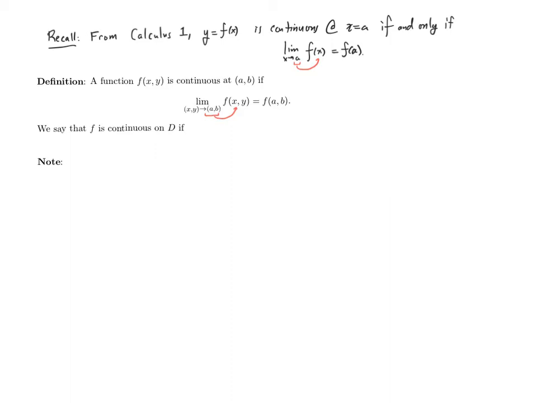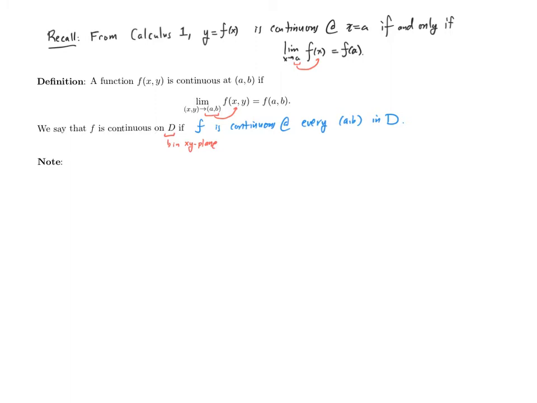And we could take this a bit further, and we say that a function is continuous on some set D. So this would be a bunch of ordered pairs in the xy plane. So D is in the xy plane, and we're continuous on this set D if f is continuous at every point in D. So at every, let's say, (a, b) in that set D.